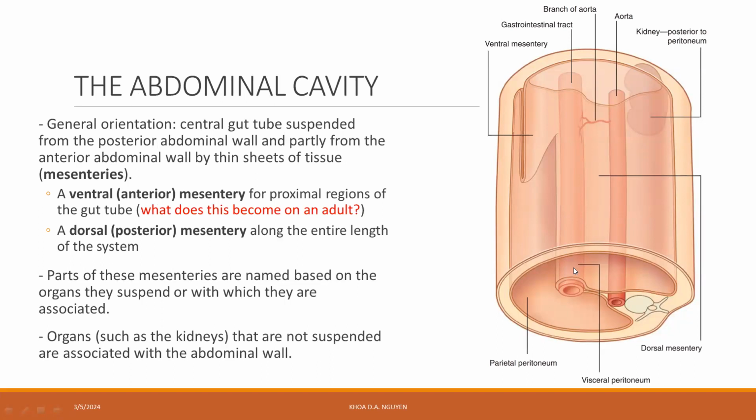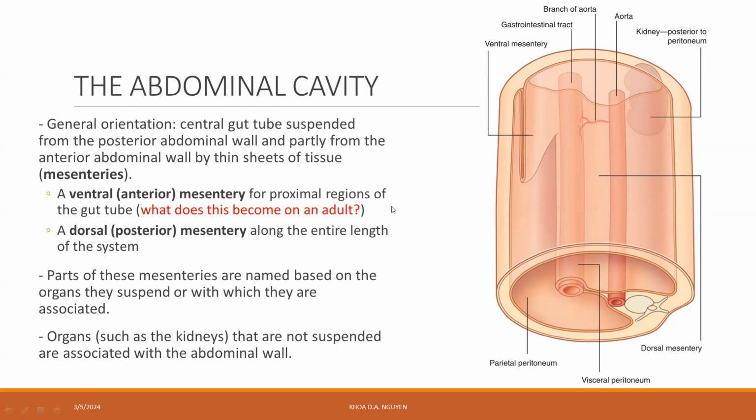Now, the gut tube, also called the gastrointestinal tract, is also hung from the anterior abdominal wall or the posterior abdominal wall by thin sheets of tissue called mesentery. In embryology, there are two sets of mesentery: a ventral or anterior mesentery for proximal regions of the gut tube, and these will become, number one, the falciform ligament of the liver, and number two, the lesser omentum. And then it is also going to be suspended by a dorsal posterior mesentery along the entire length of the system, and you will see the remnant of this posterior mesentery all the way through the gut tube.